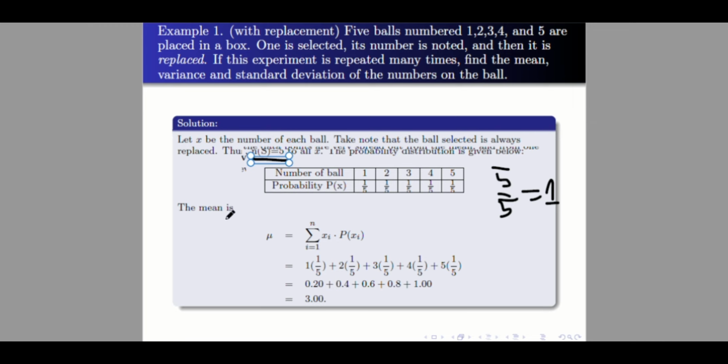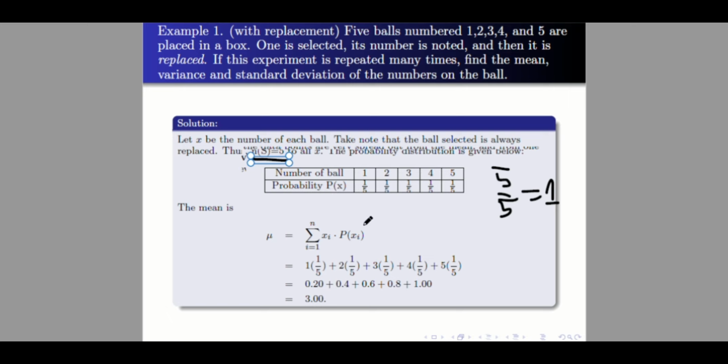Now we proceed with the mean. If the properties are not satisfied, then of course do not compute the mean, because something is wrong with your probability distribution. To compute the mean, standard deviation, and variance, in the first place your probability distribution must be correct. You must see to it that the table is correct.